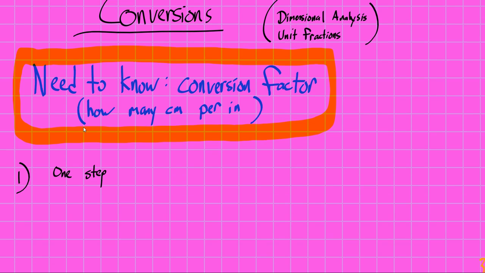Let's do some examples. I think that's the best way. So for a one-step conversion, that's where you know the factor that makes the beginning and the end equivalent. So say we have feet and inches. You've got 3 feet and you want to convert to inches.